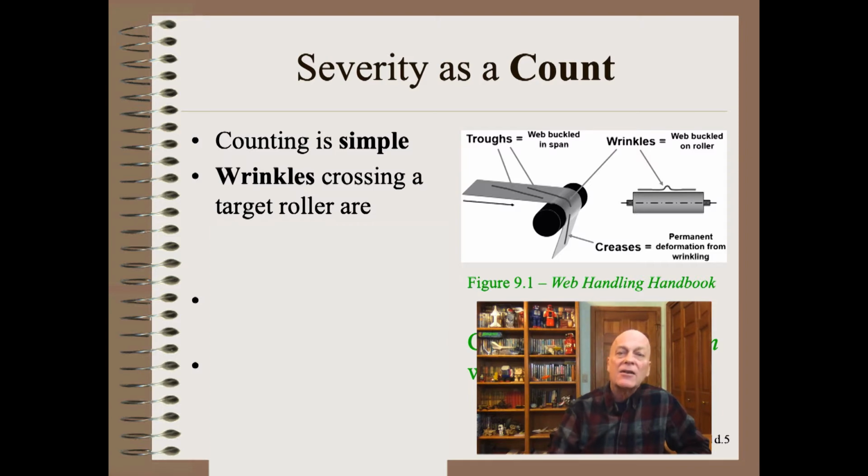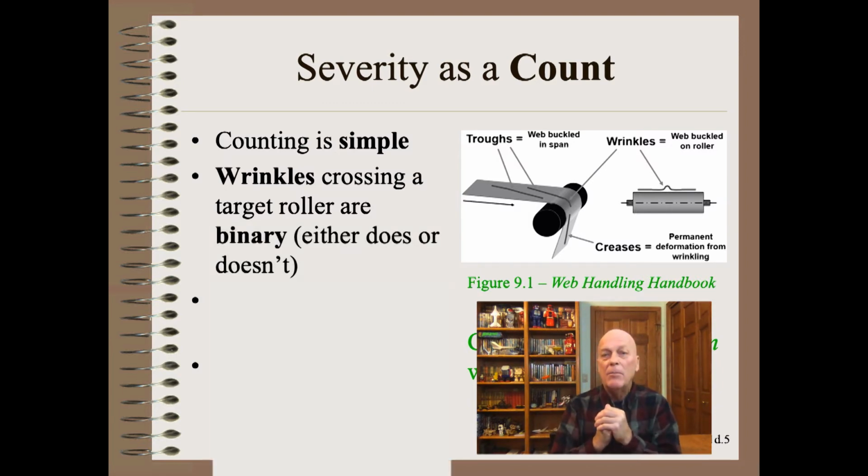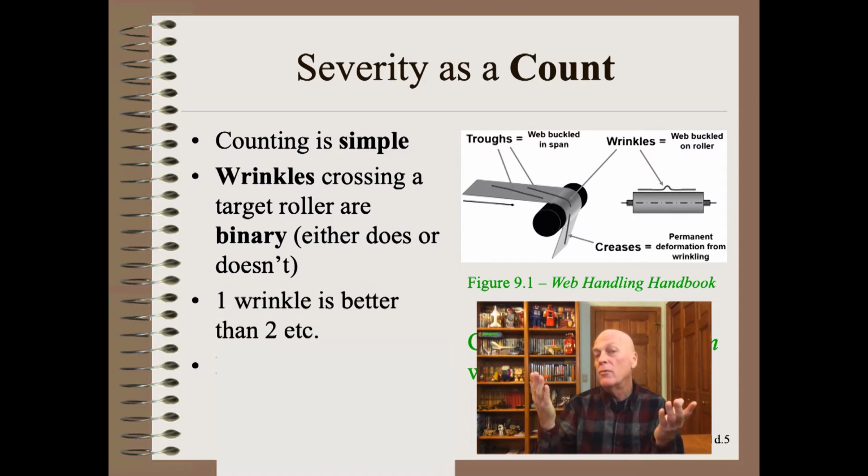There are mechanics-based reasons that we won't explain here, but is well explained in the book, why count is so very determining. That is, wrinkles tend to be binary. In other words, they either cross the roller or they don't. Instead of there being big wrinkles and little wrinkles and medium-sized wrinkles in between big and little. Obviously, then, 1 wrinkle is better than 2, and 0 would even be better yet.